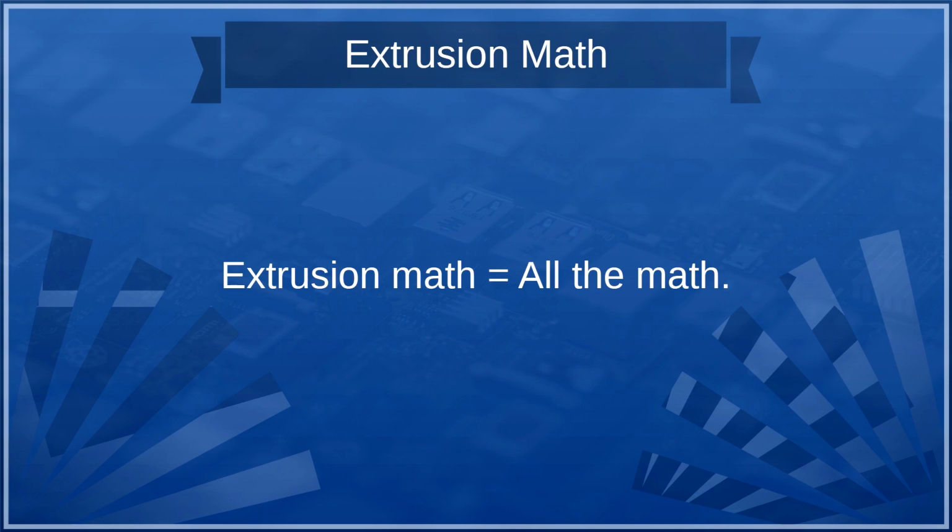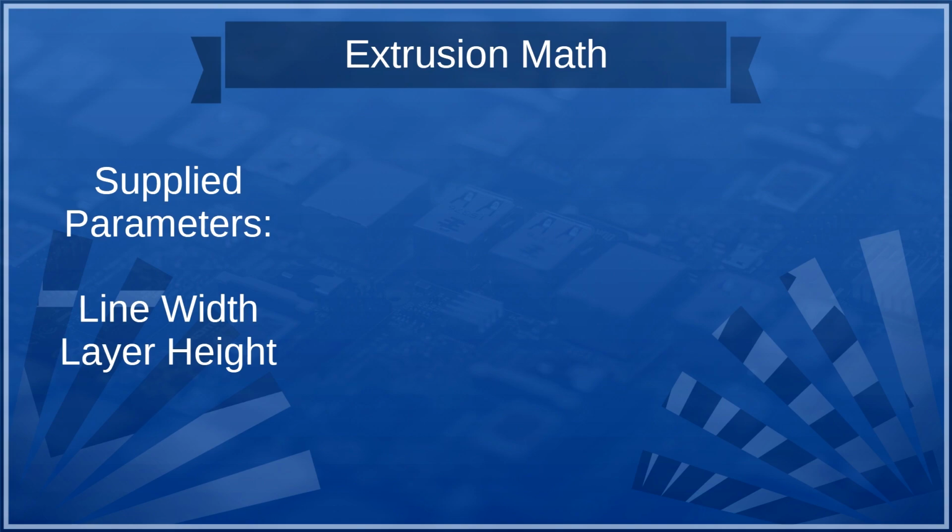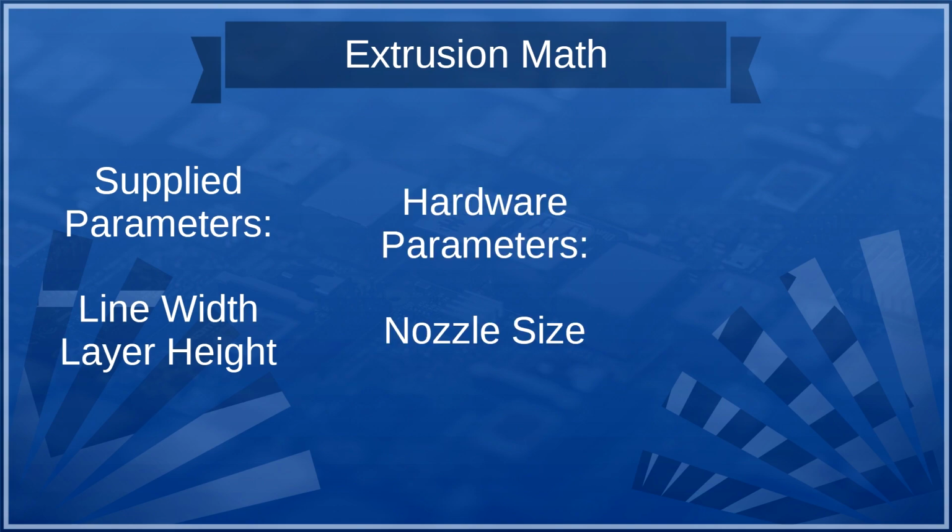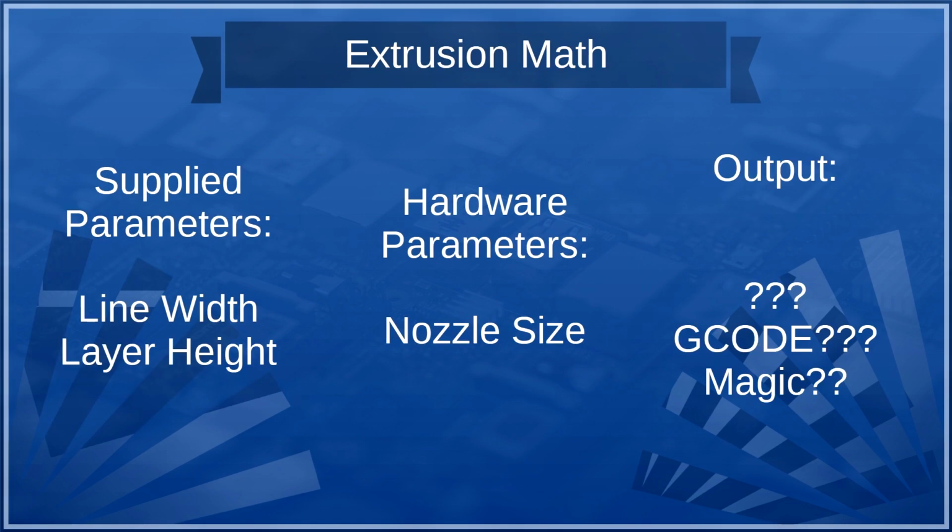I don't really want to have to write a book on this, so I'm going to narrow it down a bit. I want to talk in this video about the relationships between the parameters you supply for width and height, and the nozzle size and line length, and the differences between infill and perimeters, and how that gets made into G-code statements. Should be simple, right?